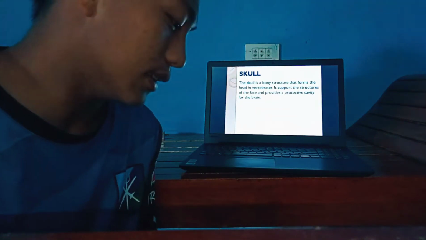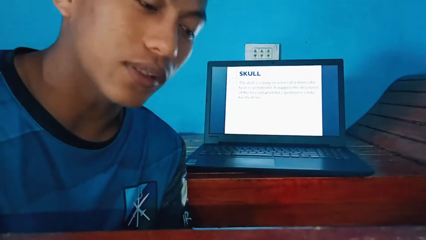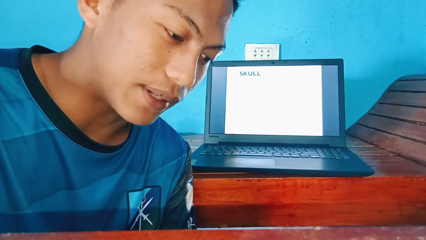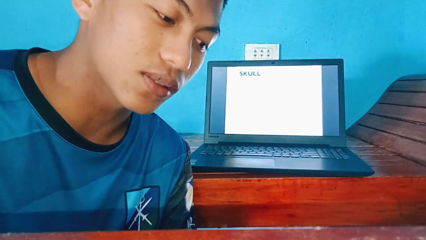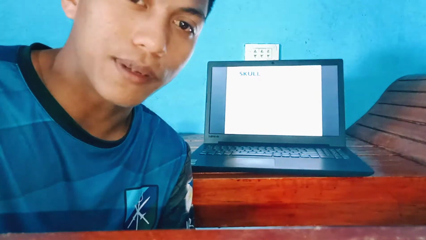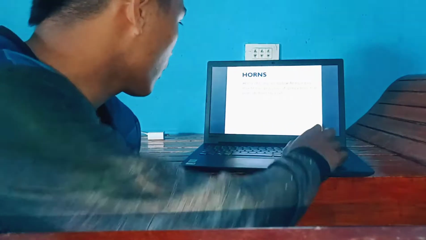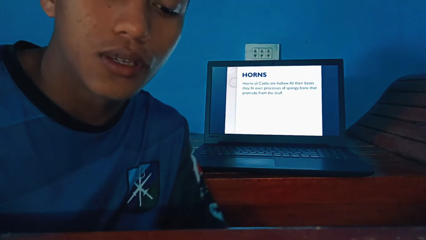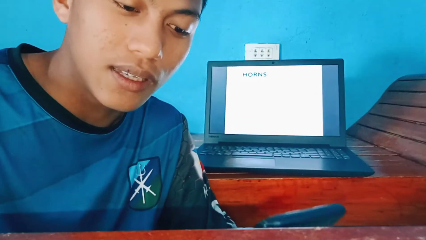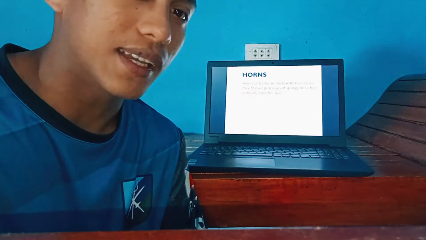Skull. So, the skull is a bony structure that forms the head in vertebrates. It supports the structure of the face, provides a protective cavity for the brain. Horns. Horns of cattle are hollow. At their bases, they fit over processes of spongy bones that protrude from the skull.